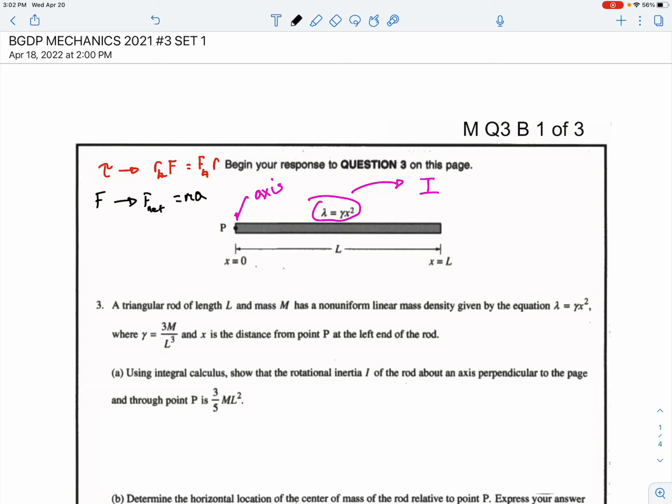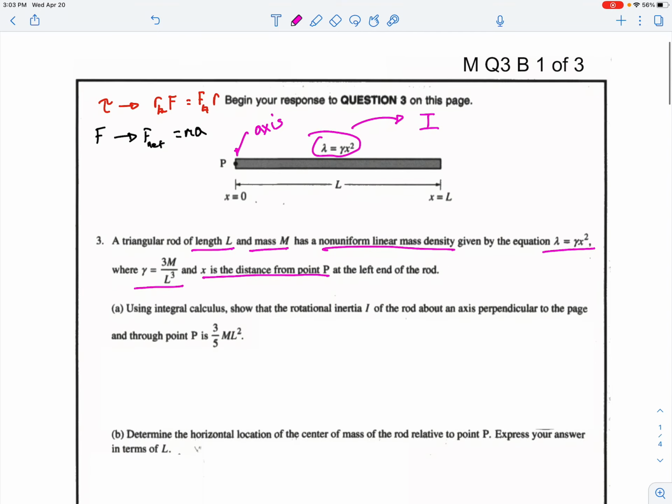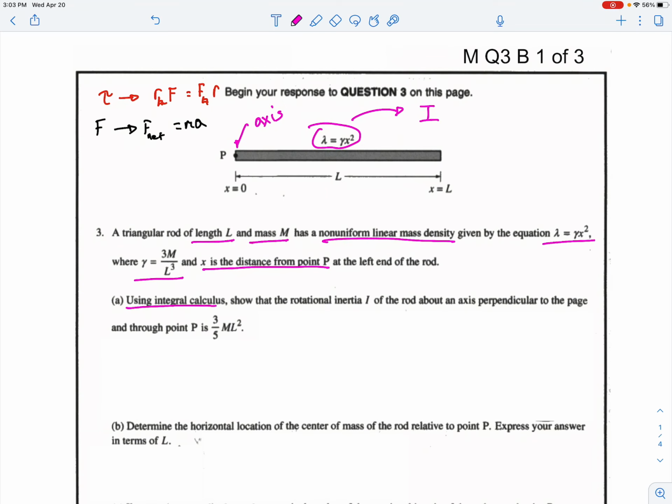So let's read. A rod of length L, mass M, has a non-uniform linear mass density given by the equation lambda equals gamma x squared, where gamma is a constant, and x is the distance between the point P and the left end of the rod. So x goes from 0 to L. Cool. So definitely some integration is going to be popping off. Oh, look at this. Using integral calculus, show that the rotational inertia of the rod about the perpendicular axis is this. So they're giving you your answer and they want you to prove it.